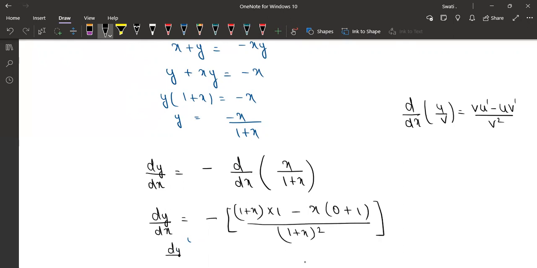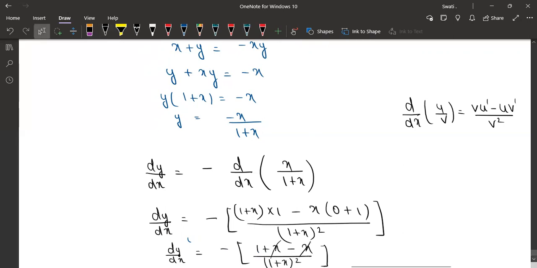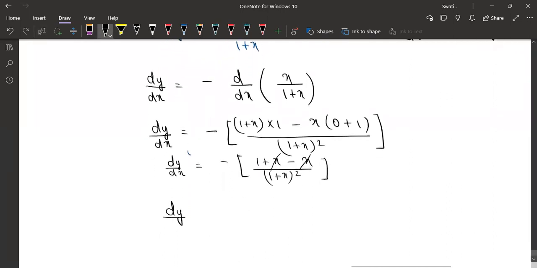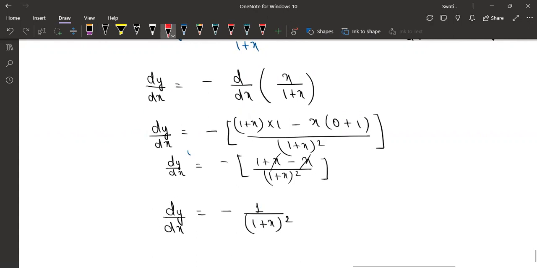Now, if you simplify this, dy dx will become: 1 plus x into 1 is 1 plus x only, minus, this will become x times 0 plus 1, which is 1 only, so x into 1 is x, upon 1 plus x whole square. Now, clearly this x and this x will get cancelled because x minus x is 0. So what we are left with is dy dx equals minus 1 upon 1 plus x whole square. Hence, proved. Because this is what we wanted to prove. Okay, and this is our proof.